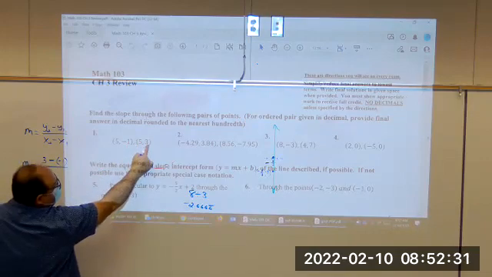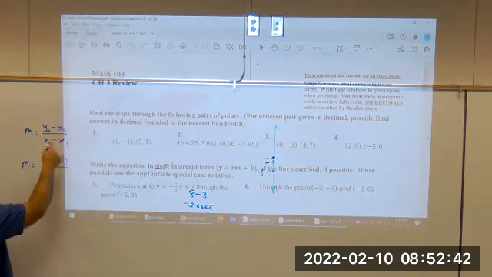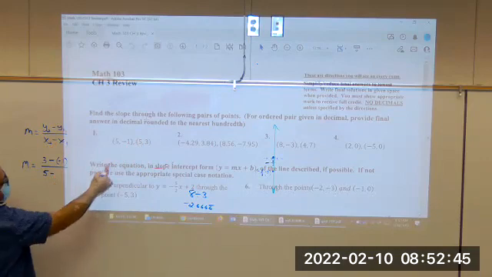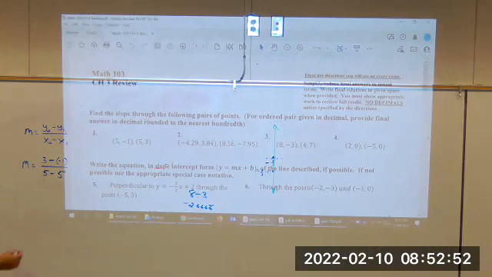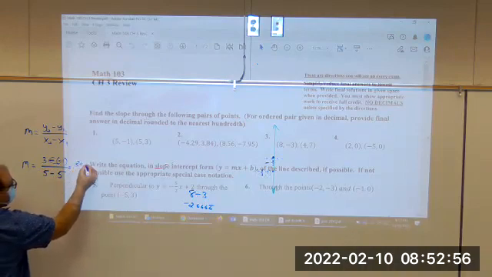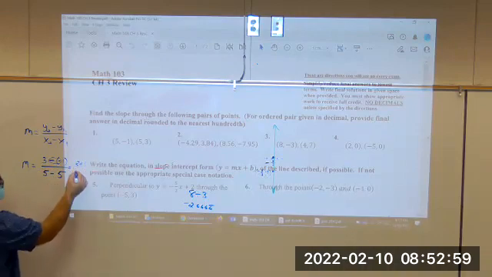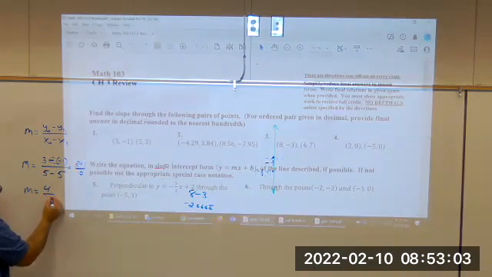If I started with this y from this ordered pair, that's my y sub 2, then I have to start with this x from this ordered pair. That's my x sub 2. This is a 5, minus the other x, which is also a 5. So in the numerator, this becomes 3 plus 1. In the denominator, you have 5 minus 5, which is 0. So you have a slope of 4 over 0.